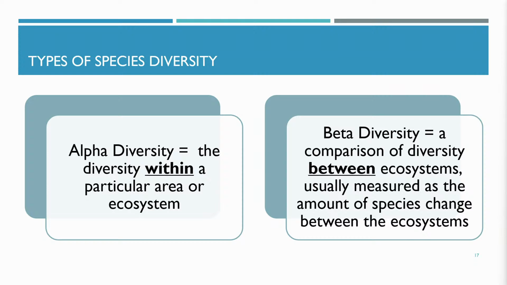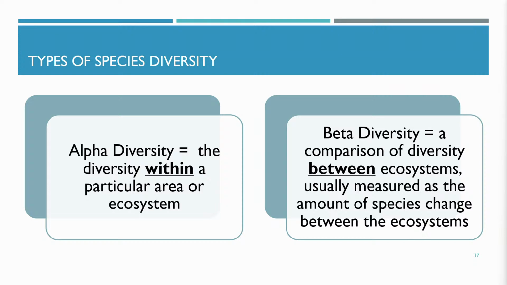And so it's really measuring between people or ecosystems. And that's usually measured as the amount of species that change between ecosystem 1 versus ecosystem 2, or person 1 and person 2. And the alpha diversity is just the diversity within the particular person or the particular area or habitat or ecosystem.